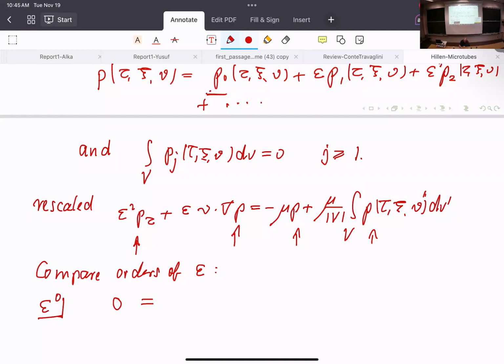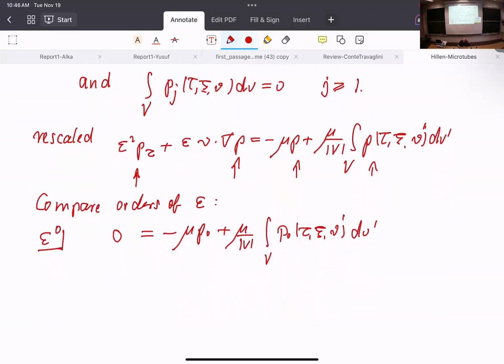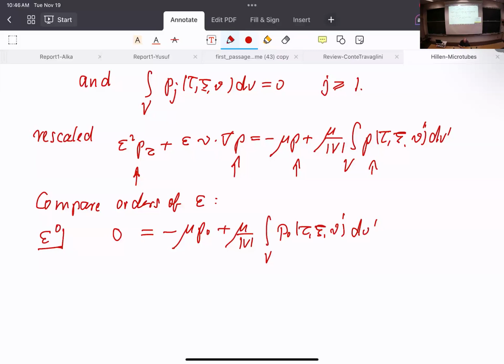The 0-order term is this one, right? P0. All the other terms have epsilons. So if we substitute P0 into our integral, we get: minus mu P0 plus mu over the size of V, integral over V of P0 of tau, xi, v prime dv prime. So this is the 0-order equation. We want to solve this now. This is essentially an equation for P0. We write out all the dependencies, move it to the other side, divide by mu so the mu goes away, and this is 1 over the size of V, integral of P0 of tau, xi, v prime dv prime.